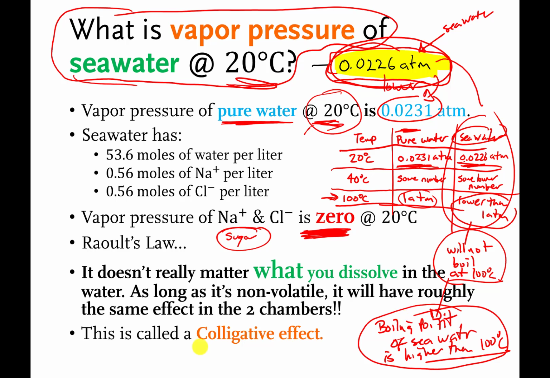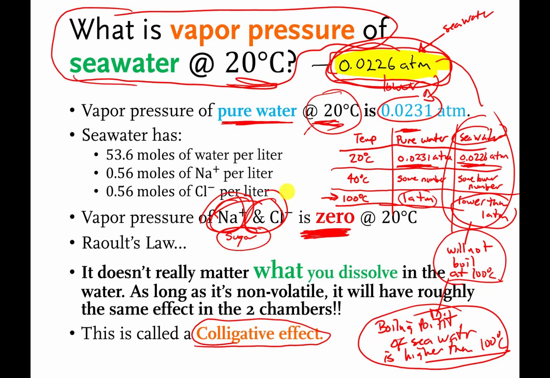Whenever you have something that has an effect in chemistry, but it doesn't matter what the material is, it just matters how much of it you threw in, that's called a colligative effect. So just to give you a specific example, sodium and chloride ions have a colligative effect on the boiling point of water, or they have a colligative effect on the vapor pressure of water.